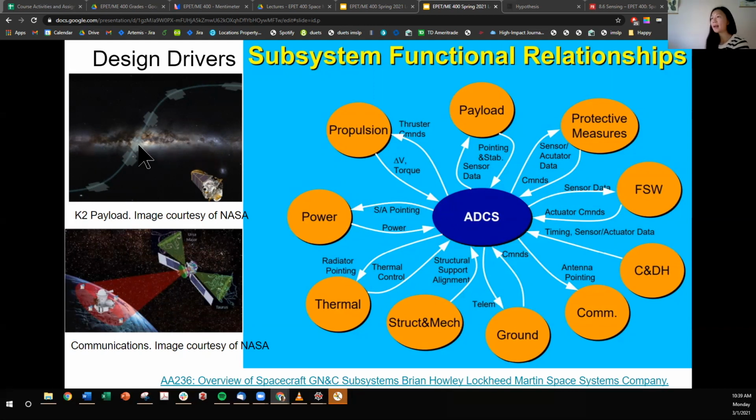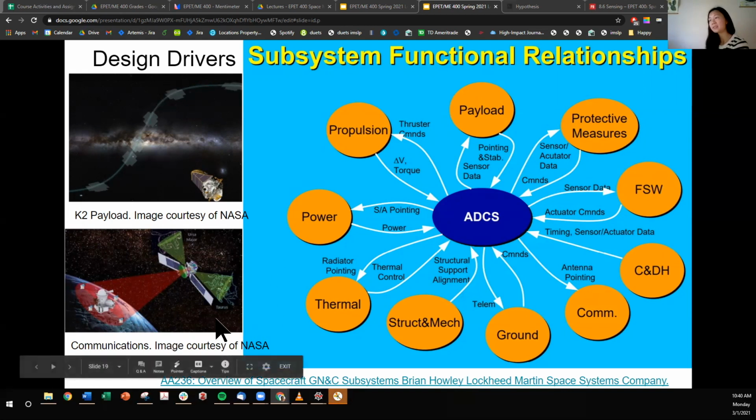So here I have an example of how the payload imparts requirements on the ADCS. You'll see here that the K2 telescope, while it's observing the night sky, wants this kind of observing trajectory, some slew like so, where these little crosses are snapshots of the astronomy that the telescope wants to take pictures of.